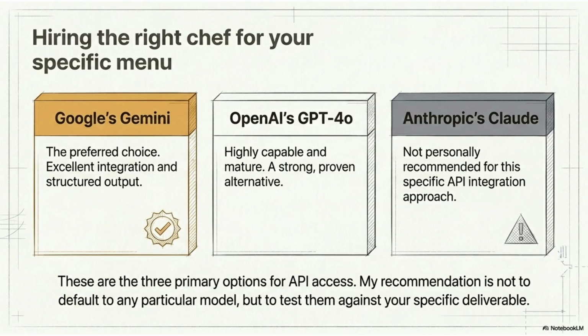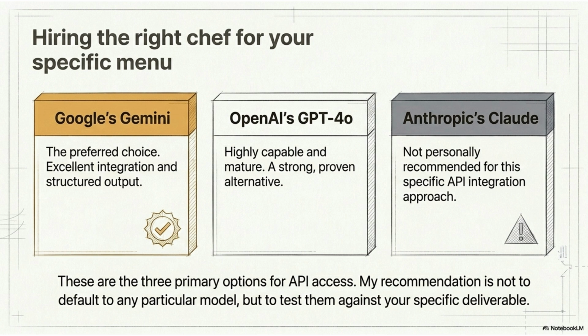The 3 primary options for API access right now are Anthropic's Claude, OpenAI's GPT-4o, and Google's Gemini. Personally, I prefer Google's Gemini, and though it is prominent, I wouldn't personally recommend Anthropic's Claude API. All 3 are mature, capable, and actively developed. As a builder at the productization layer, this is a real decision, and it is yours to make based on what your product actually needs to produce.